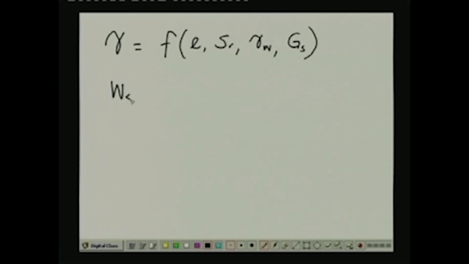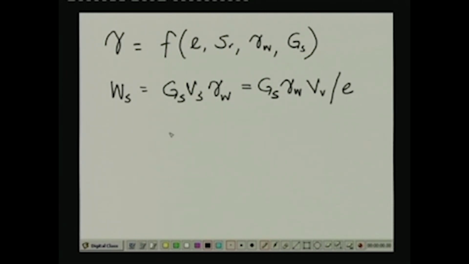First of all, let us calculate the weight of the solid phase. That is simply going to be given by G subscript S multiplied by the volume of the solids and multiplied by the unit weight of water. That in turn is going to be G subscript S multiplied by gamma W multiplied by the volume of voids, the entire volume of voids, divided by the void ratio.